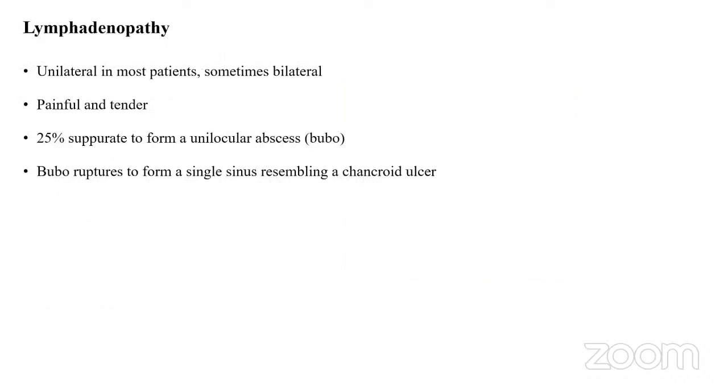And after the ulcer, the patient also develops lymphadenopathy. It's unilateral in most of the patients, and sometimes some patients can have bilateral lymph node involvement. They are painful and tender, and in 25% of the patients the lymph node can suppurate to form an abscess. Okay, and this abscess may rupture to form a sinus resembling a chancroid ulcer. And you can notice that usually the patient has a single sinus. So it's a painful lymph node and they suppurate.